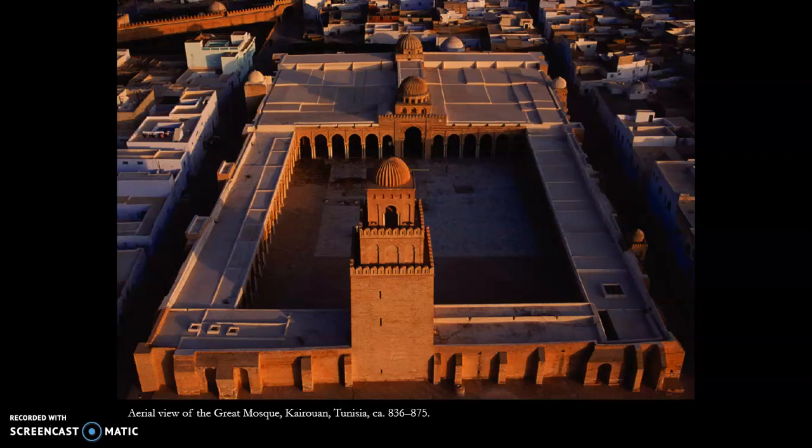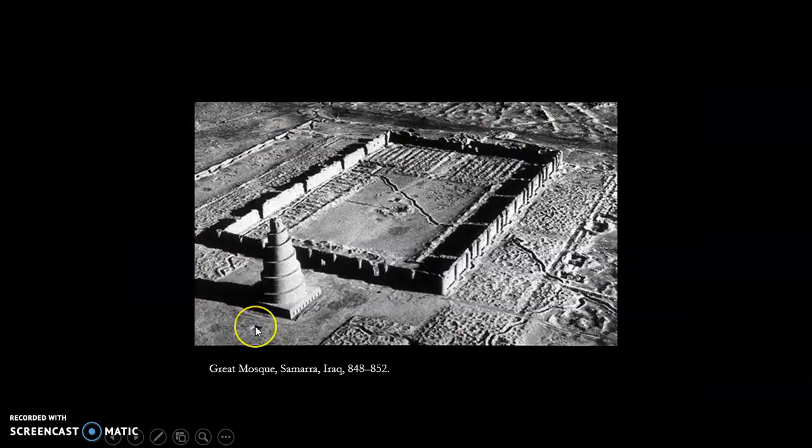So here is a mosque that is in Tunisia. This is the minaret on it. This is the Qibla wall facing Mecca. This dome is over the mihrab niche. This is the courtyard.